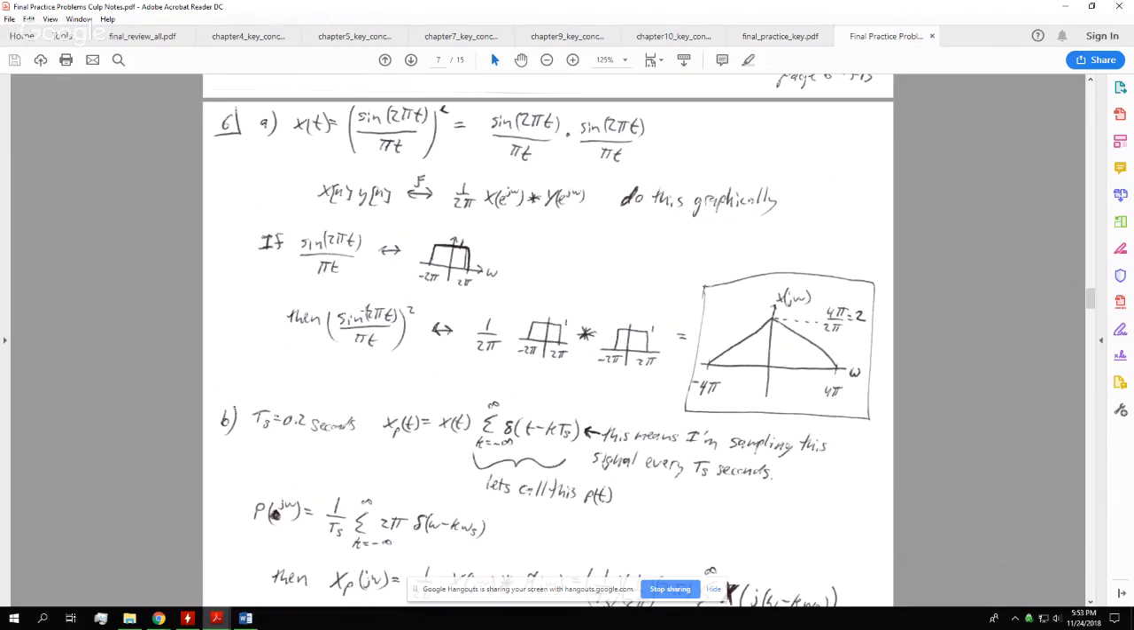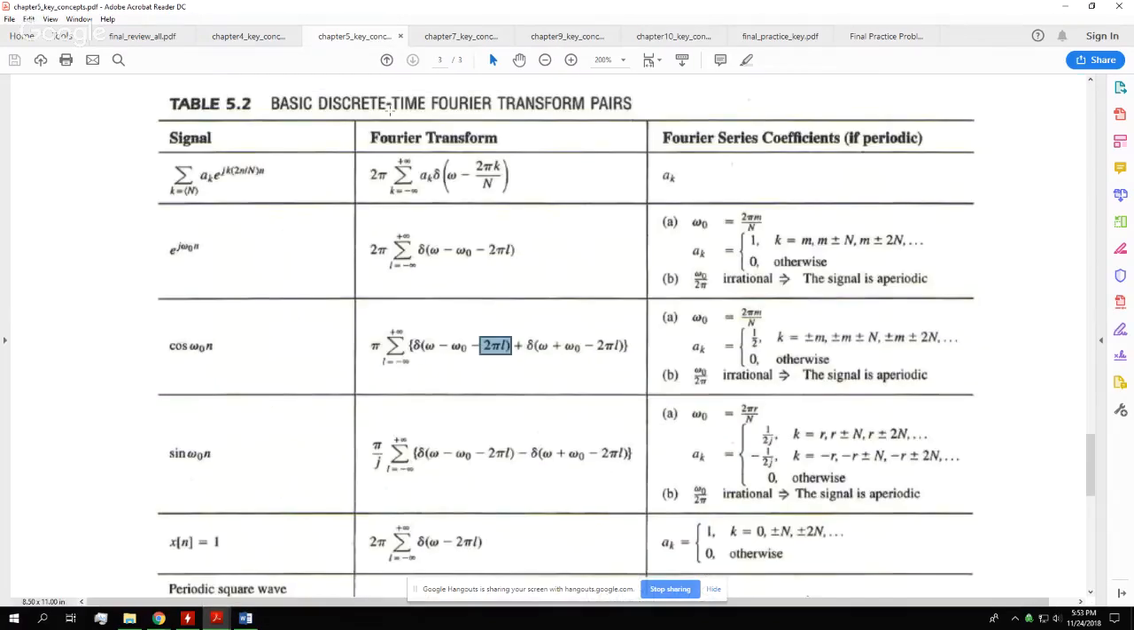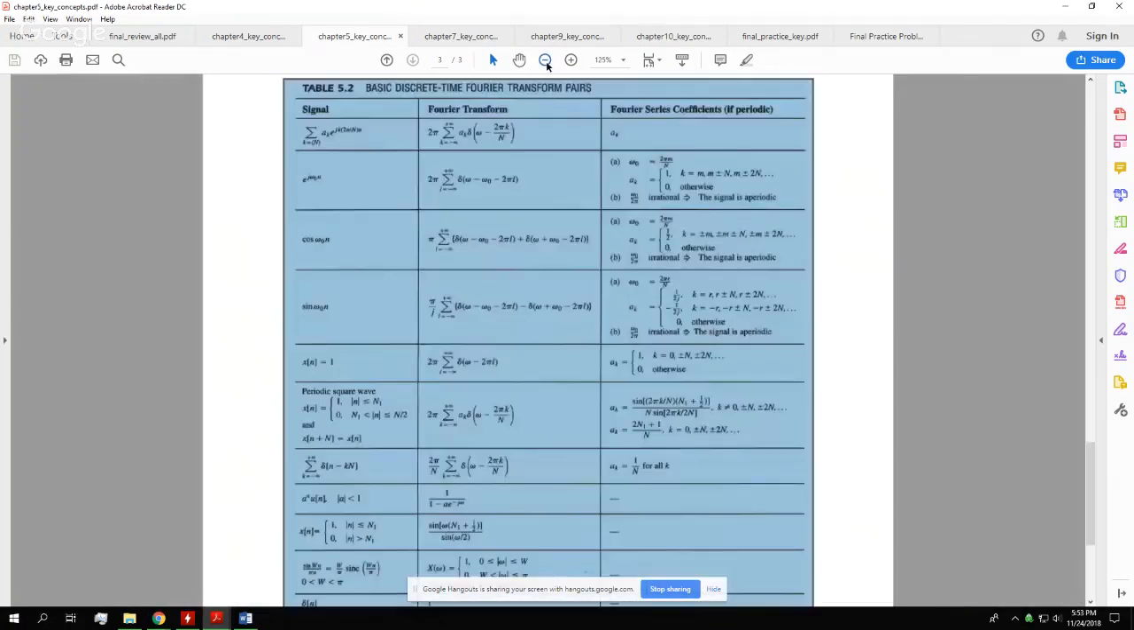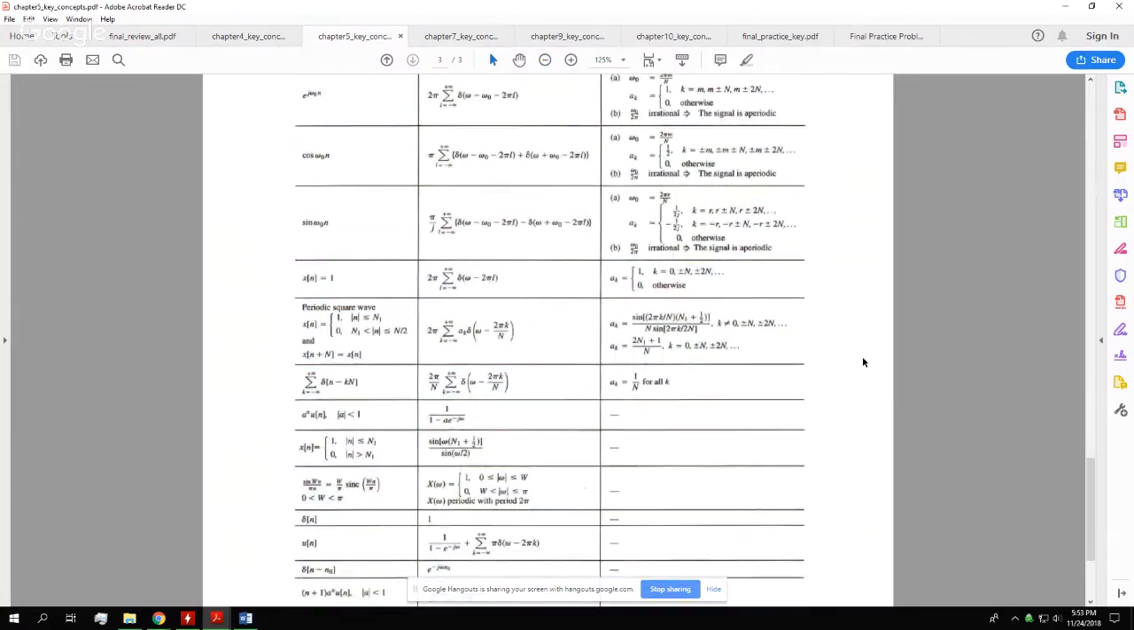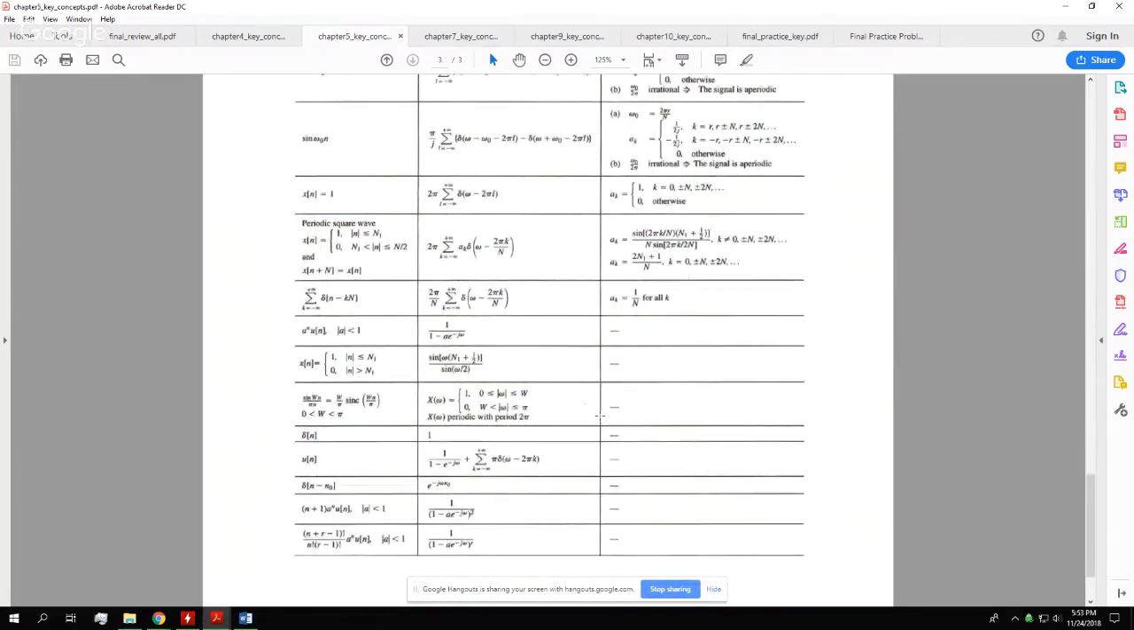Why did I write this? Let's go look at the transform pair table and see why I do this graphically. So we're going to find this in the transform table, and it probably makes sense. I'm almost willing to bet it does. So let me zoom back out, and we're going to look for that same type of signal. Yeah, it's just that x of n is 1 when n is greater than, yeah, that one.